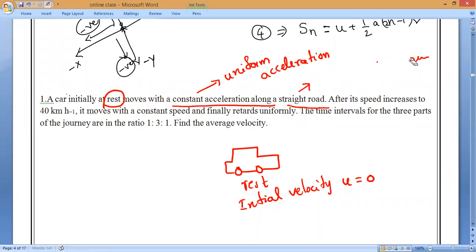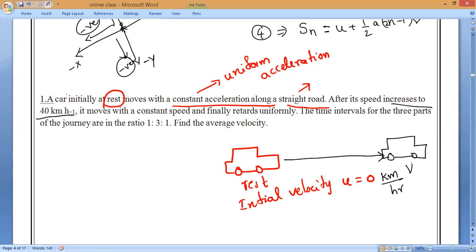Now, as you can see, it is uniform acceleration and the velocity increases to which point? Velocity increases to 40 kilometers per hour. So after some time, we don't know, the car velocity increases to 40 kilometers per hour. Is that the final velocity or the initial velocity? Final velocity. Understand? Now they are saying it moves with a constant speed and finally retards uniformly.